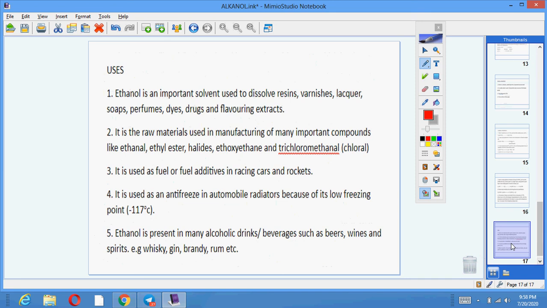Uses: it is an important solvent used to dissolve resins, varnishes, lacquer, soap, perfumes, dyes, drugs, and flavor extracts. It is the raw material used in the manufacture of many important compounds like ethanal, ethyl esters, halides, ethoxyethane, and trichloromethane. It is used as fuel in racing cars and rockets. It is used as an antifreeze in automobile radiators because of its low freezing point in cold countries.